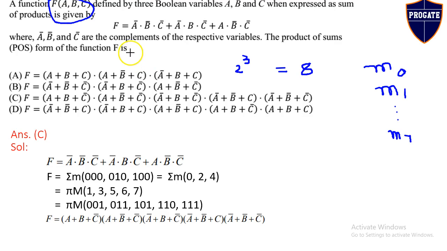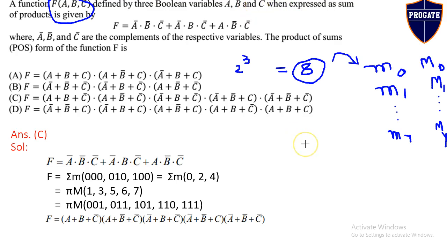As in this question there are 3 variables, hence 8 min terms or 8 max terms are possible. The min terms are represented as m0, m1, m2 till m7, and the max terms are represented by capital M. There will also be 8 max terms because 2 cube is equal to 8, and they are represented as capital M0, capital M1, capital M2, capital M3, capital M4 till capital M7.